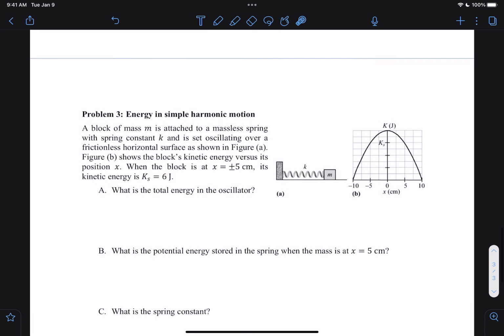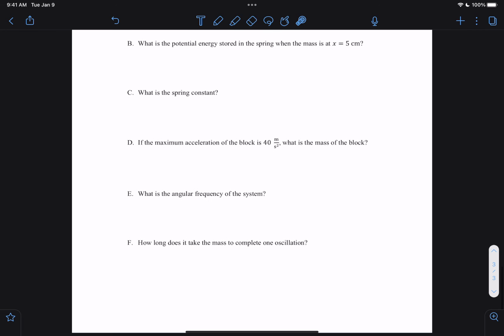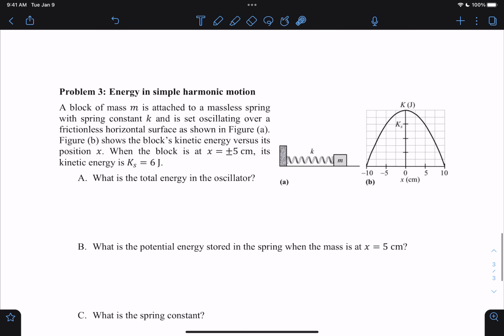So problem 3, I think, is, yeah, this is the last problem, problem 3, energy in simple harmonic motion. We have a block of mass m attached to a massless spring with spring constant k, set oscillating over a frictionless horizontal surface as shown in figure A.